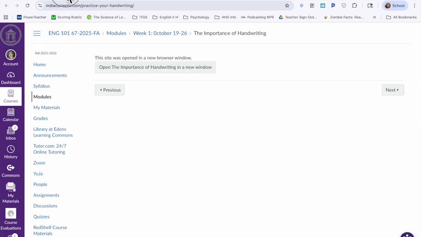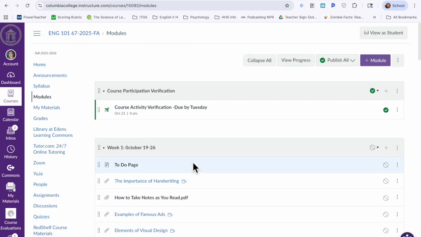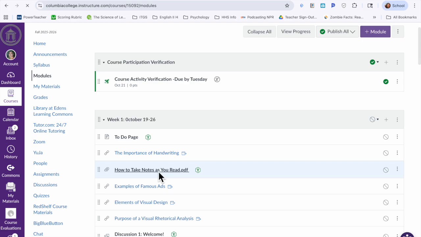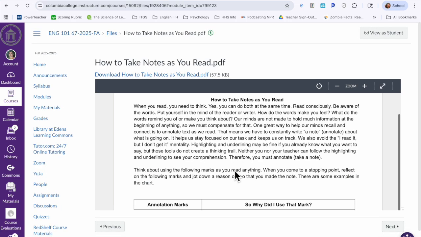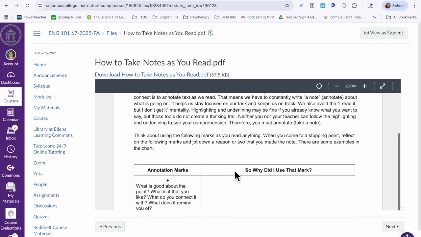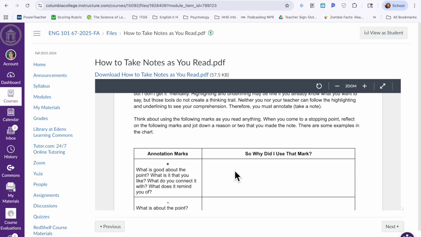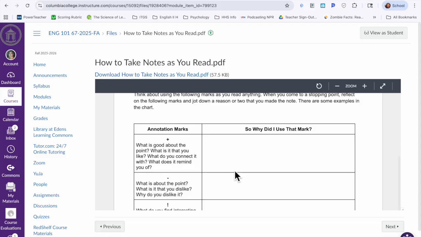So, one of the things that I have provided for you in the modules is how to take notes as you read. This PDF just gives a quick overview. This is a simple way that you can take notes as you read. I'm not mandating that you turn in this handout. I'm just letting you know that these are some things that you can do while you're going through the text.